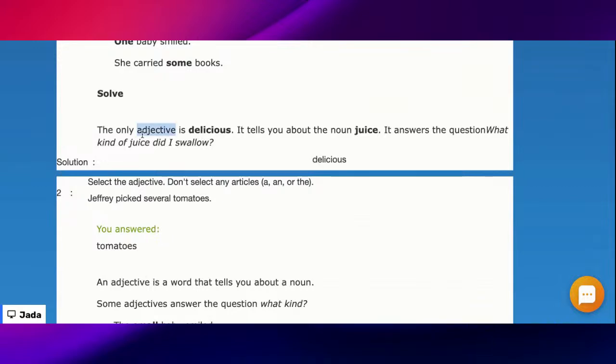So the only adjective is delicious. It tells you about the noun juice. It answers the question, what kind of juice did I swallow? So that's what the first question is about. The second one is select the adjective. Jeffrey picked several tomatoes. Now, when we say Jeffrey picked several tomatoes, this is more of the how many. If I say how many tomatoes did Jeffrey pick, you would say several. He picked several tomatoes.